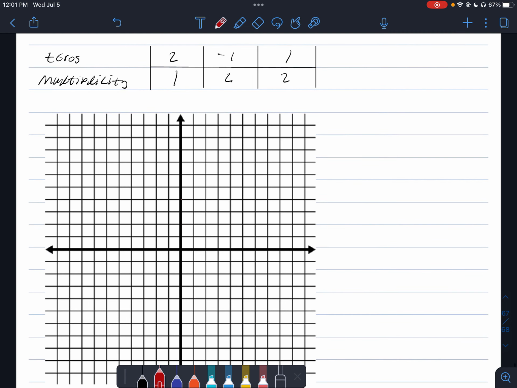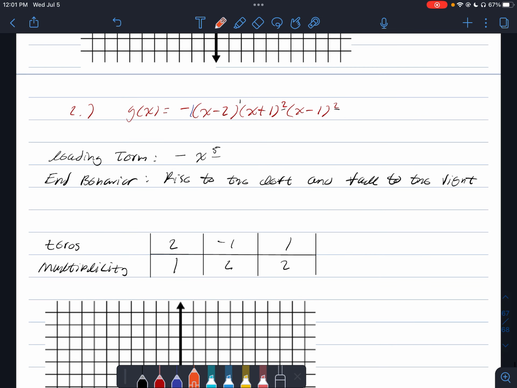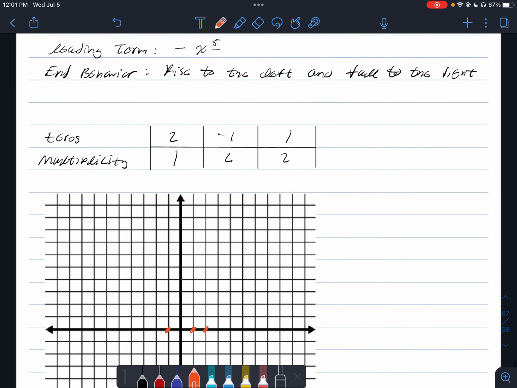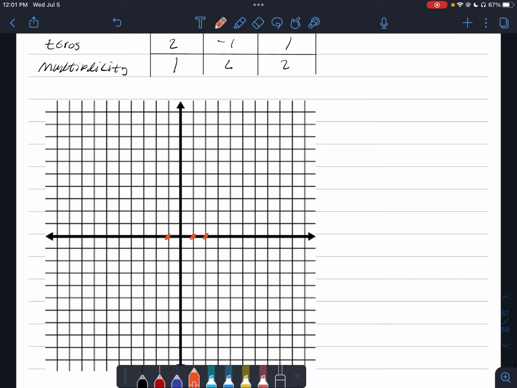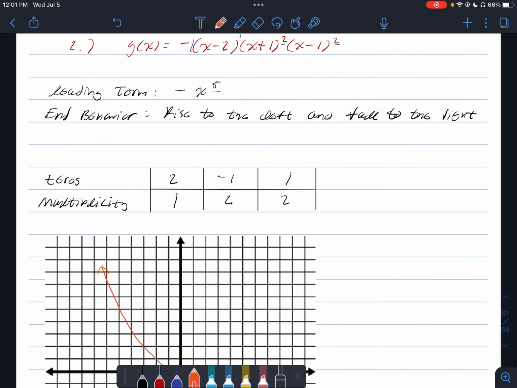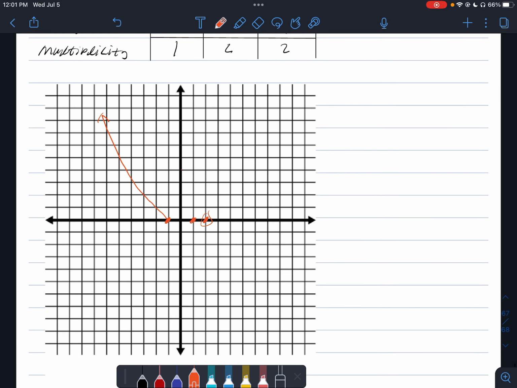All right, so we can go ahead and plot these points. So we have a 0 at 2. We have a 0 at 1. And we have a 0 at negative 1. Okay. So we know, again, let's look at our end behavior. So it's going to rise to the left and it's going to fall to the right. So let's go to our furthest 0 on the left, which is here. And we know that from here on, it's going to rise. It's going to go up. Okay? And then if we go to our furthest 0 on the right, which is here, it's going to fall.